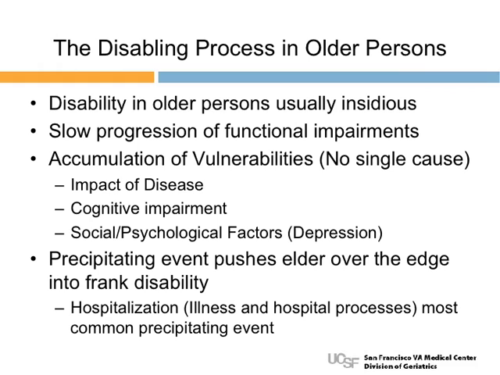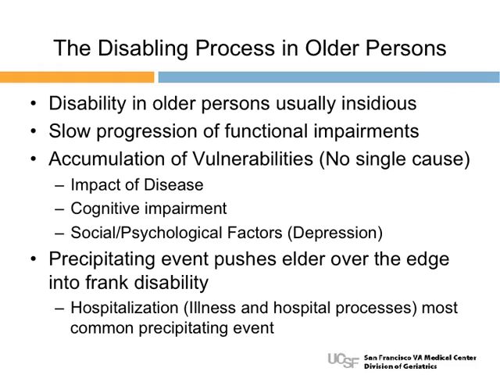So where hospitalization is really crucial is that illness and hospital processes are the most common precipitating event. When you look at when older people become disabled, about half of disability in older persons can be directed or accounted for by hospitalization as the precipitant.